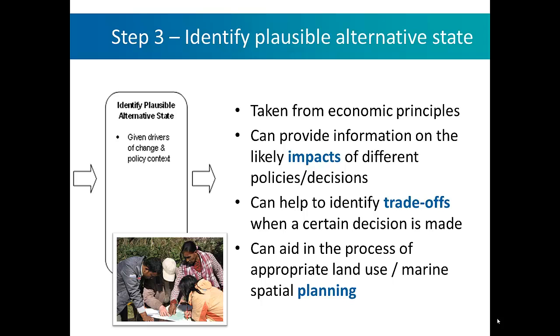This can provide important information on the likely impacts of decisions or different policies in place, so it can therefore inform decisions made about land use. It can also help to identify trade-offs. So these might be trade-offs between biodiversity and ecosystem services, between different ecosystem services being provided under different land use situations, and also between different beneficiaries, depending on which ecosystem services people value or depend on more than others.